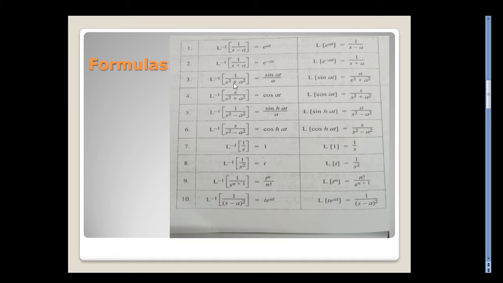Then L inverse of 1 by s square plus a square is sin at by a. L inverse of s by s square plus a square is cos at. L inverse of 1 by s square minus a square is sinh at by a. L inverse of s by s square minus a square is cosh at. And we have L inverse of 1 by s is 1. L inverse of 1 by s square equal to t. L inverse of 1 by s power n plus 1 we write as t power n by n factorial, and L inverse of 1 by s minus a whole square is t into e power at.